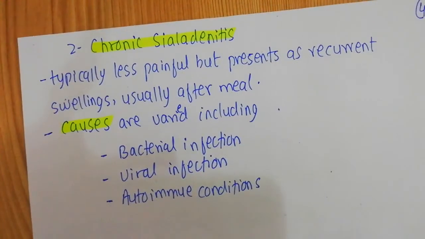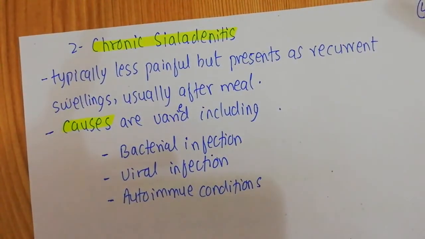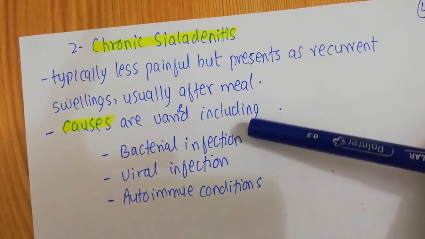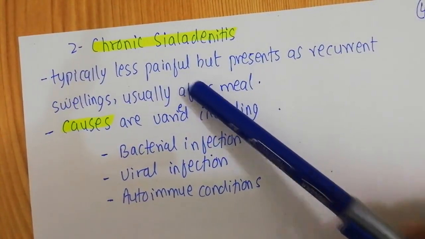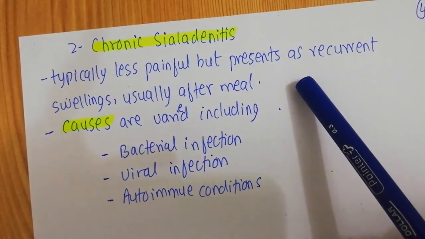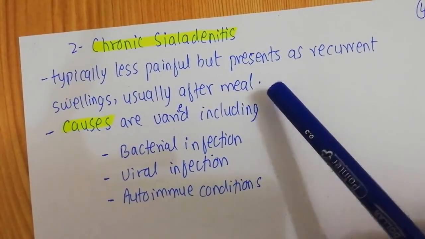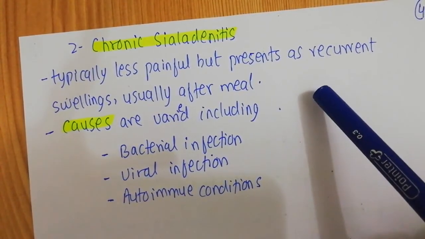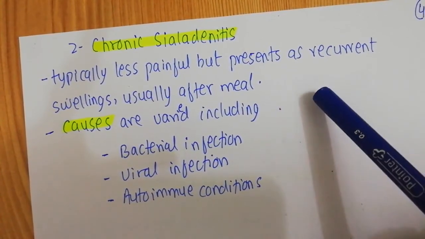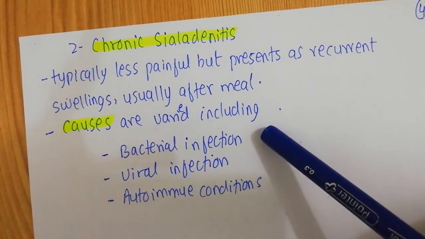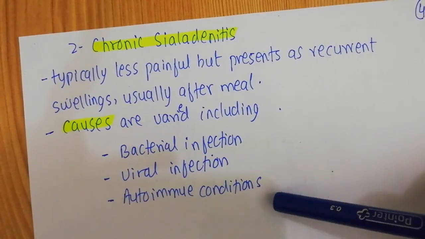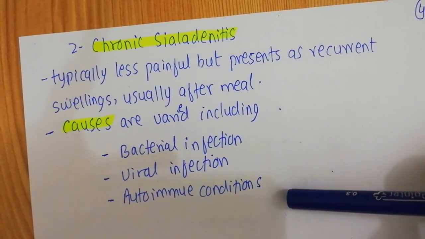Another type of sialadenitis is known as chronic sialadenitis. Chronic sialadenitis, as compared to acute sialadenitis, is typically less painful, but it presents as recurrent swelling, usually after meals, which is also known as mealtime syndrome that we just discussed. The causes of chronic sialadenitis are varied, and include bacterial infection, viral infection, and autoimmune diseases. We will continue the discussion in the next video.